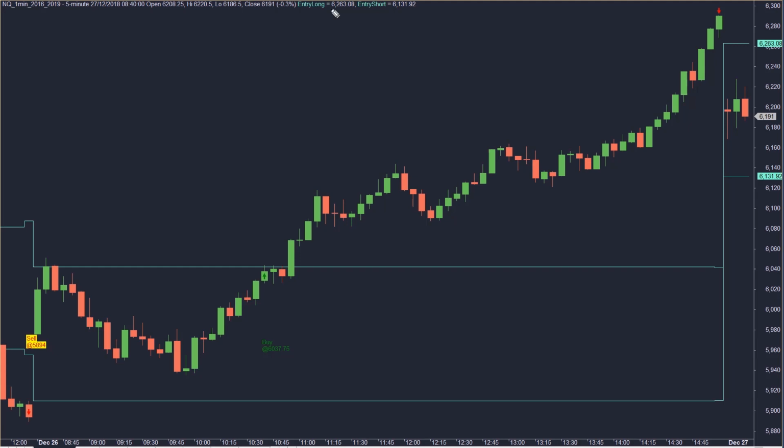Same as with the previous method. This is done again by taking the current ATR's reading. A certain multiple of this reading is then taken and is added to the previous day's high and subtracted from its low. The result are two horizontal levels that I have here on my chart.